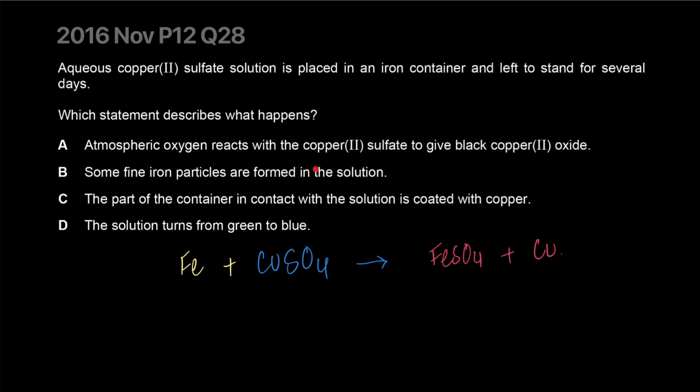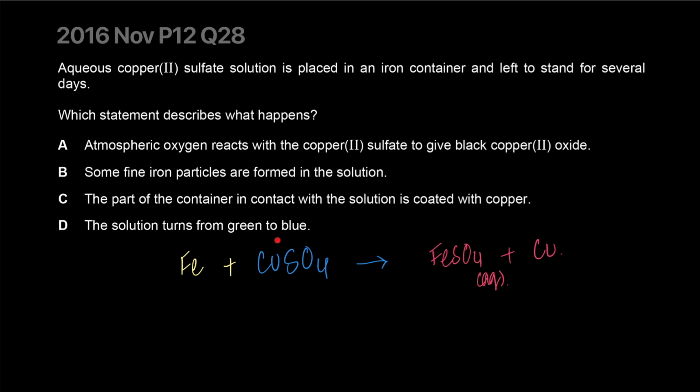Atmospheric oxygen reacts with copper sulfate to give black copper oxide. I mean, no. Some fine iron particles are formed in the solution. They would, but this is actually aqueous, so it will not be fine particles. Part of the container in contact with the solution is coated with copper. That's true, right? It's going to be coated with copper.